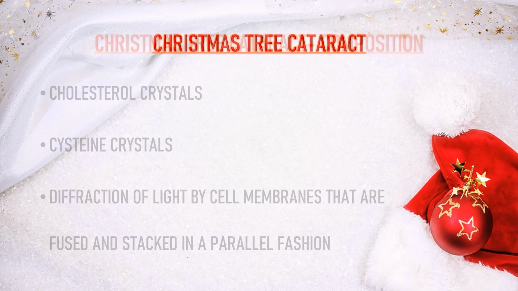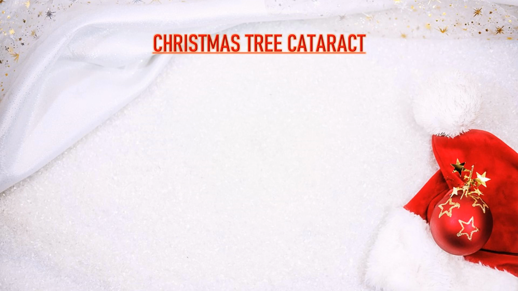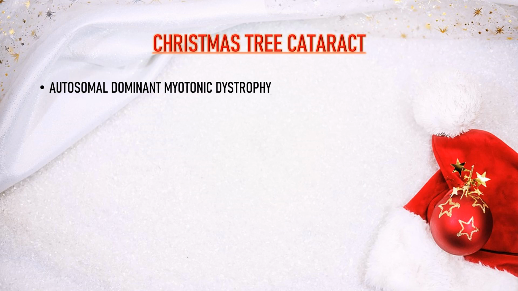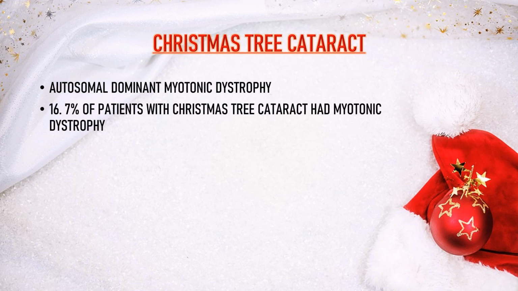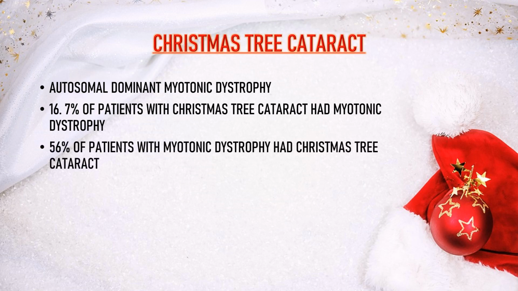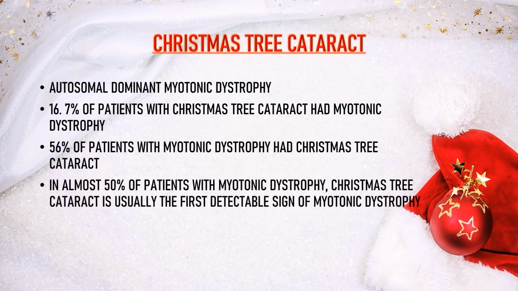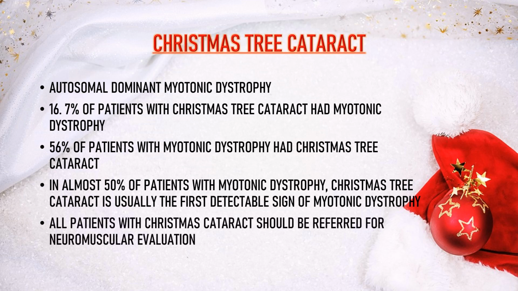Coming to the most important question, what is the significance of Christmas tree cataract? Number 1, it has a strong association with autosomal dominant myotonic dystrophy. In one study, it was seen that 16.7% of patients with Christmas tree cataract had myotonic dystrophy. If we go the reverse way, it has been seen that 56% of patients with myotonic dystrophy had Christmas tree cataract. And in almost 50% of patients with myotonic dystrophy, Christmas tree cataract is usually the first detectable sign of myotonic dystrophy.